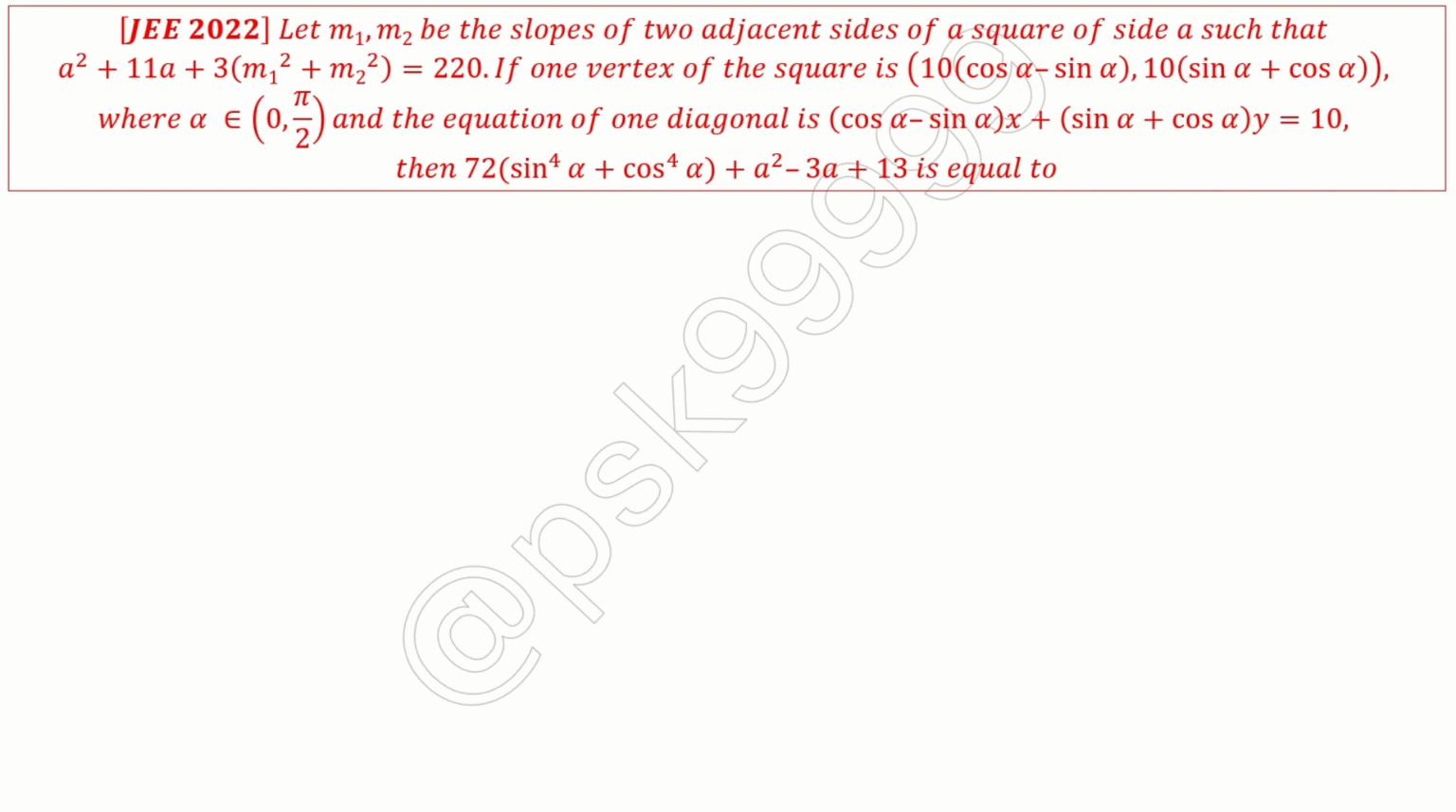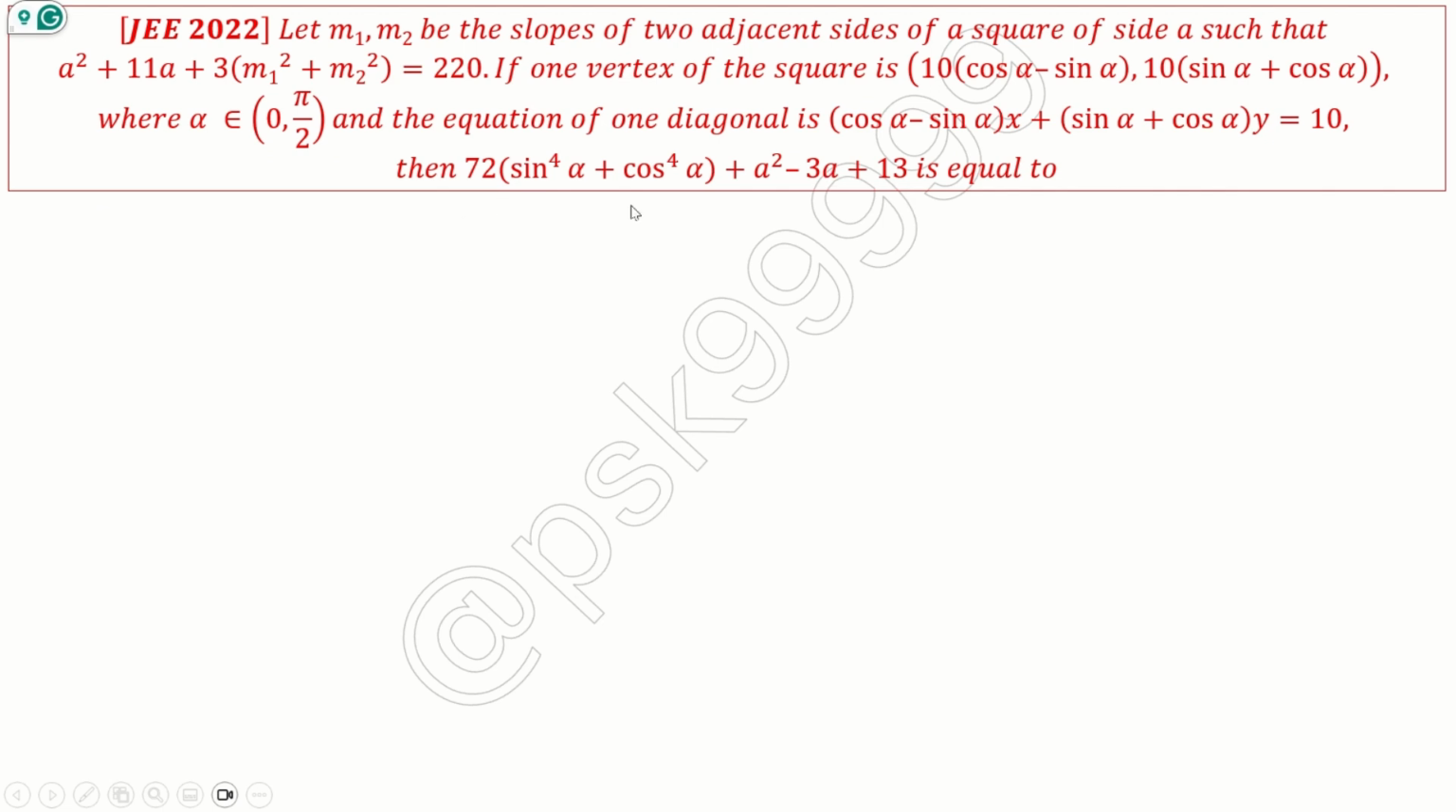Yeah, let m1, m2 be the slopes of two adjacent sides of a square of side A. Okay, of side A. This is very important. The question is so big that people will forget this A is the side actually. Okay, so the side is A, such that A square plus 11A plus 3 times m1 square plus m2 square equal to 220. If one vertex of the square is given here, the point is given here, where alpha belongs to 0 comma pi by 2, and the equation of the diagonal is this equation given here.